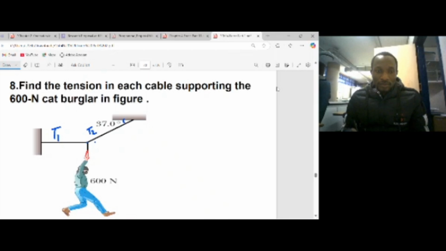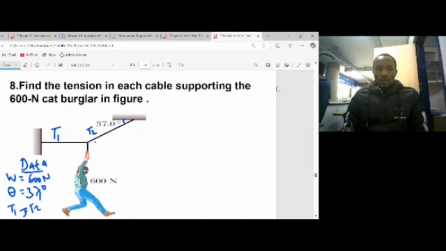So the first thing to do is to write the data that you are provided with. It is important to write the data that you have so that you can have a good plan to solve such a question. We are given the weight, which is 600 Newton, and we also have theta, which is given to be 37 degrees, and we also have tensions T1 and T2.